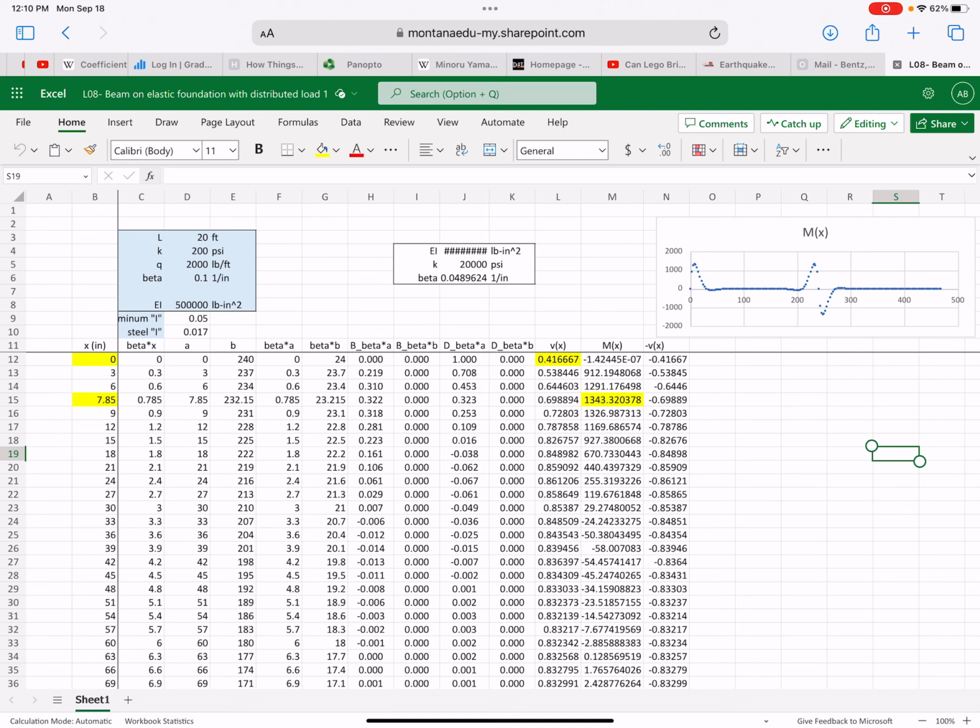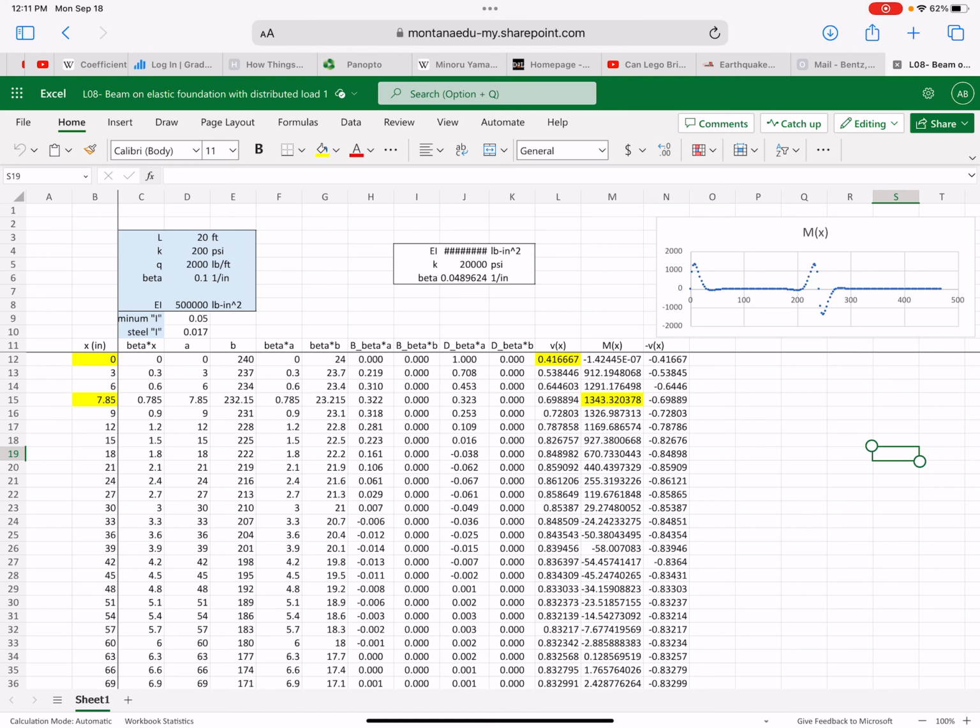So this is what we talked about in class, right? The larger beta becomes, the flatter your moment distribution within the beam will be, and also your deflections. So I just wanted to demonstrate that.